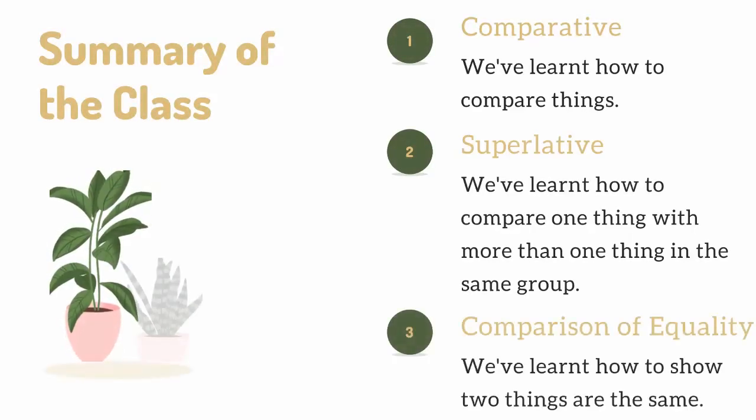Let's summarize today's class. We have learned how to compare things with comparative. Then, with superlative, we have learned how to compare one thing with more than one thing in the same group. Finally, we have learned how to show two things are the same with the comparison of equality.